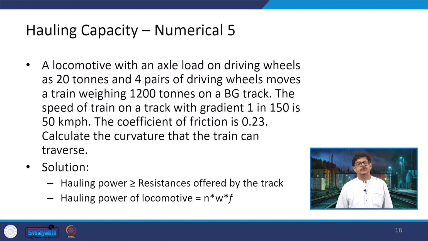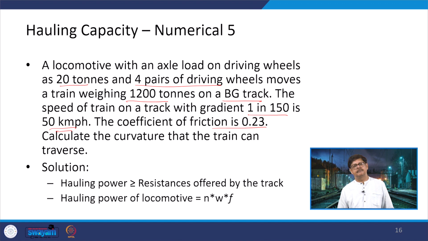Now, let us come to another numerical here. A locomotive is given with a driving wheel load of 20 tons, and there are 4 pairs of driving wheels. They are carrying a train load of 1200 tons on a broad gauge track. The speed of the train on a track with a gradient of 1 in 150 is 50 kilometers per hour, and the coefficient of friction is 0.23. We have to calculate the curvature that the train can traverse.